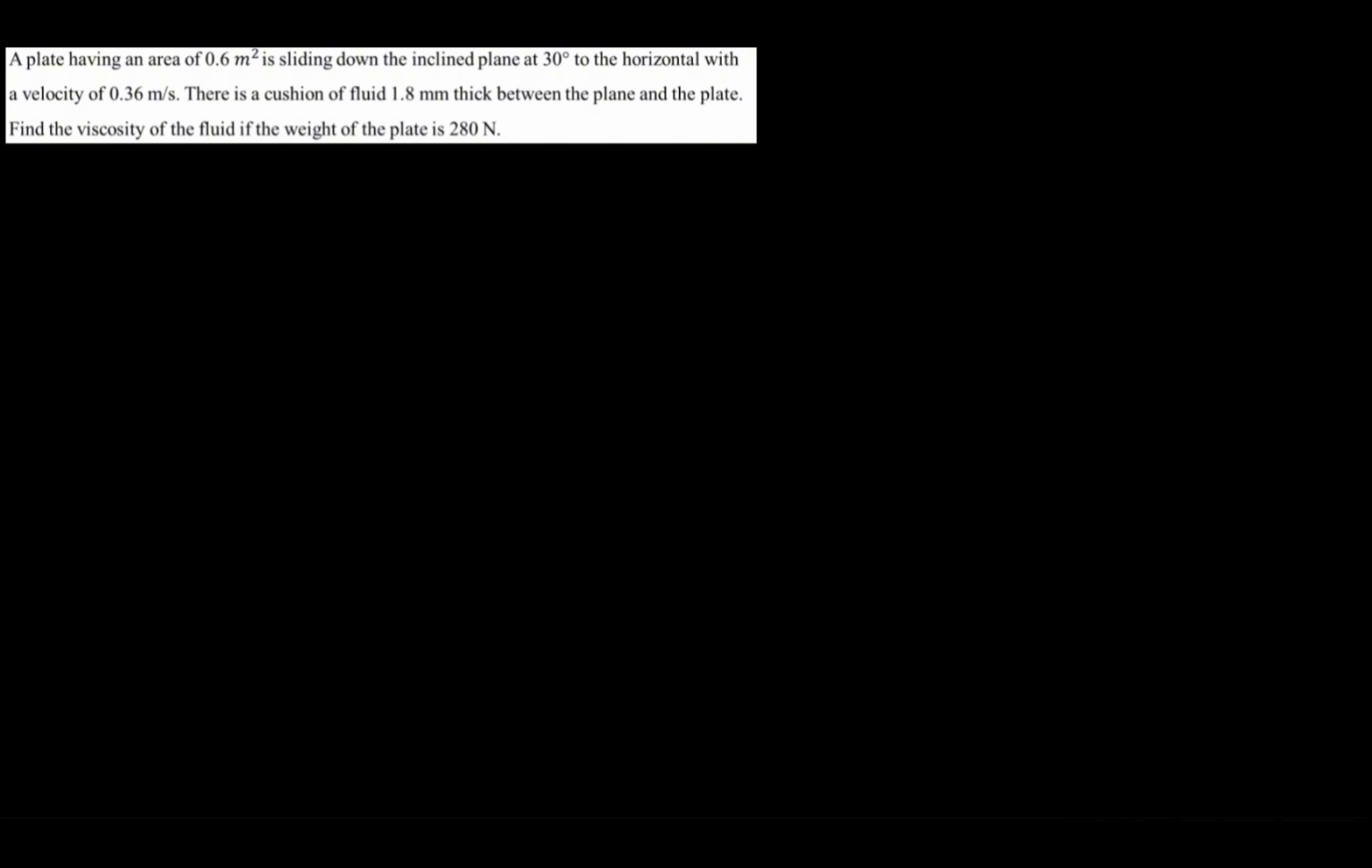So the question says, a plate having an area of 0.6 meters squared is sliding down the inclined plane at 30 degrees to the horizontal with a velocity of 0.36 meters per second. There is a cushion of fluid 1.8 millimeters thick between the plane and the plate. Find the viscosity of the fluid if the weight of the plate is 280 newtons. Now, how best can we solve this?